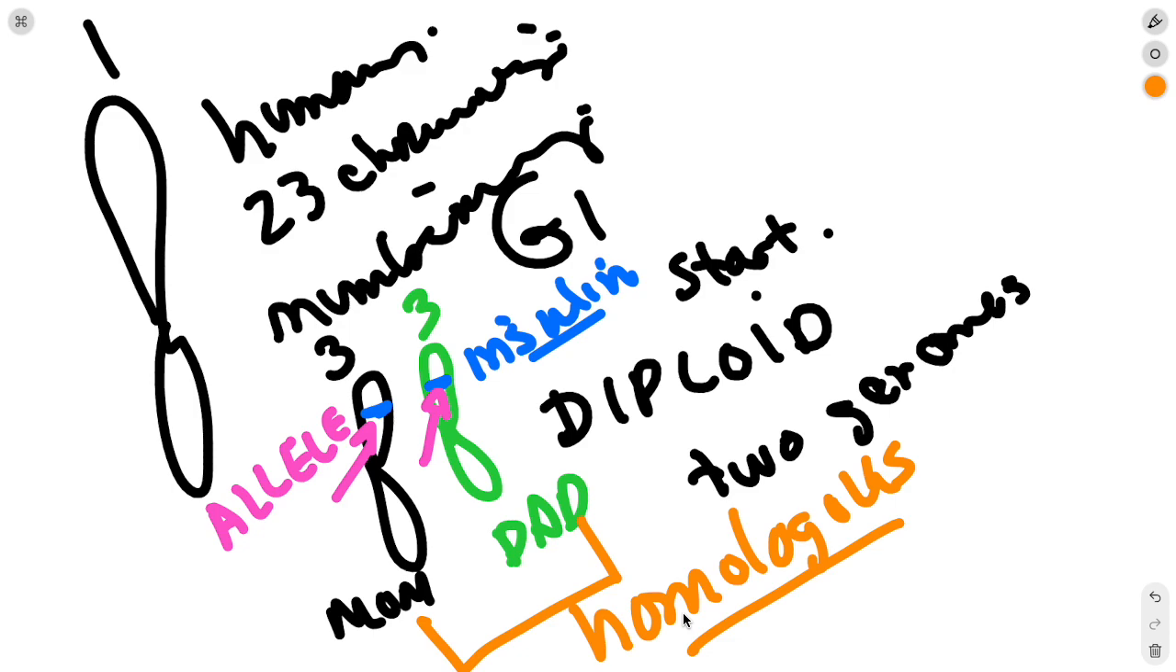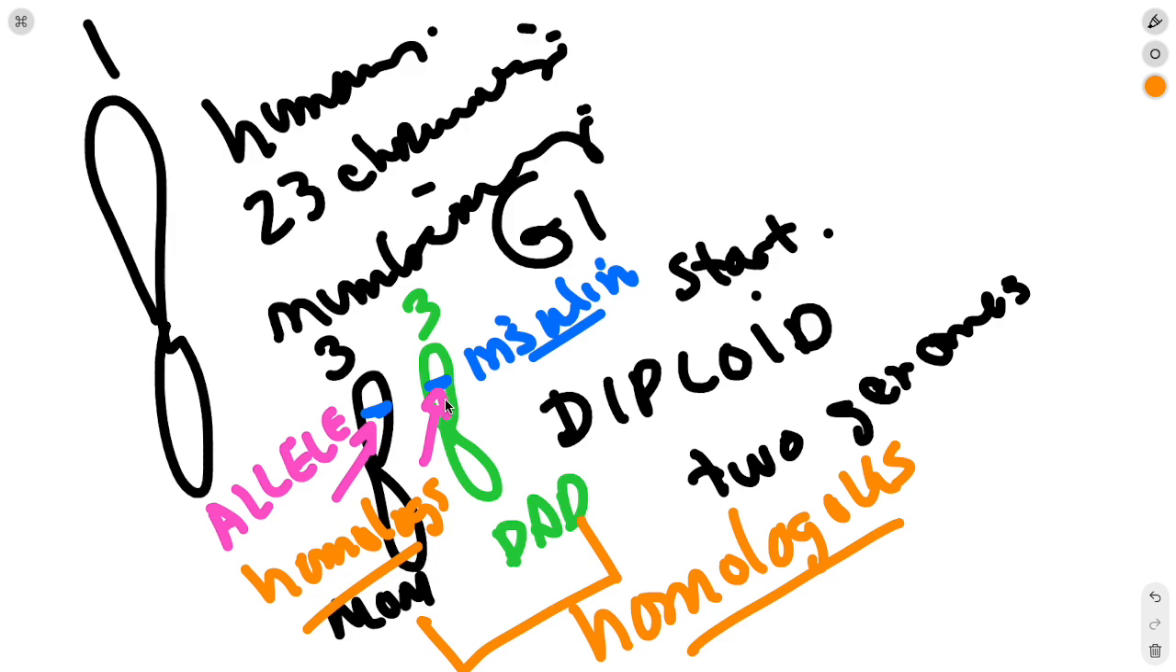So in G1, the cells are diploid because you have homologous chromosomes. You have 2 genomes and 2 chromosomes for each of the 23 chromosomes in humans. And the homologous chromosomes are referred to as homologs. And that just means they're these similar chromosomes like that. So that's where we're at on that.